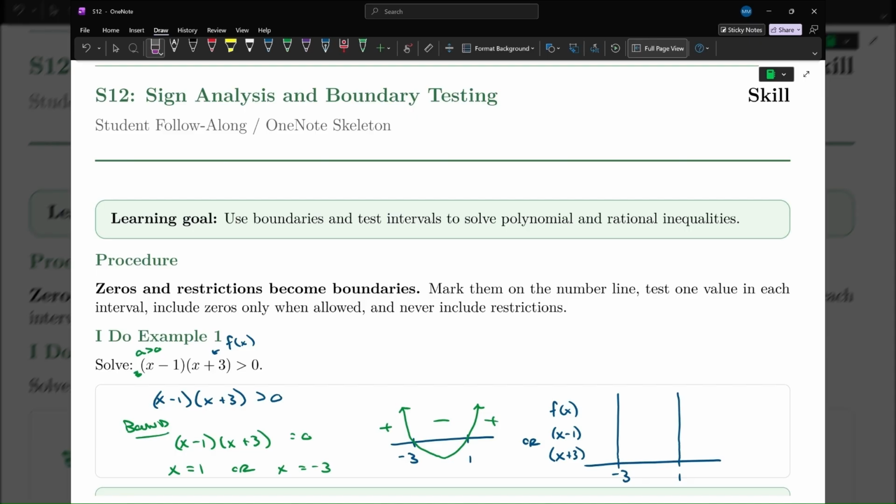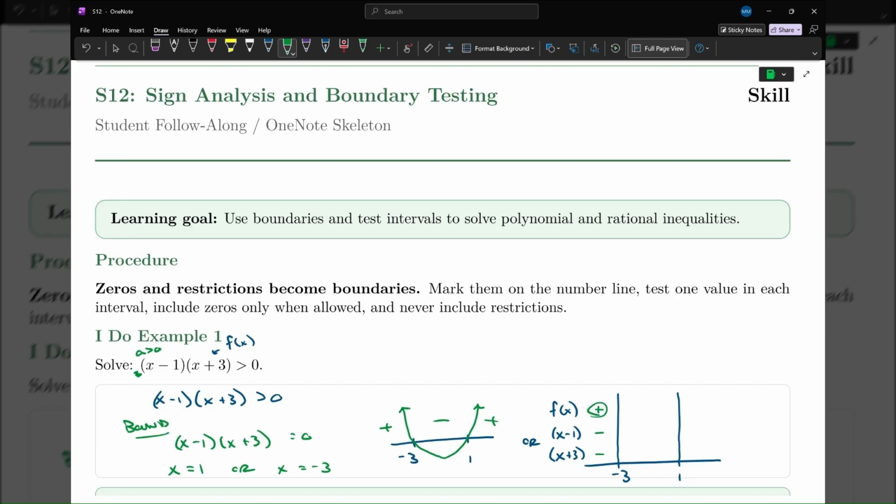So I'm just going to go through and test values very informally. I want a number less than negative 3. So let's say negative 10, negative 100, it doesn't matter. Let's go to negative 10. Negative 10 plus 3 is going to be negative. I don't care about the number, I just want the sign. Negative 10 minus 1 is going to be negative. So if those are both negative, my whole function is going to be positive.